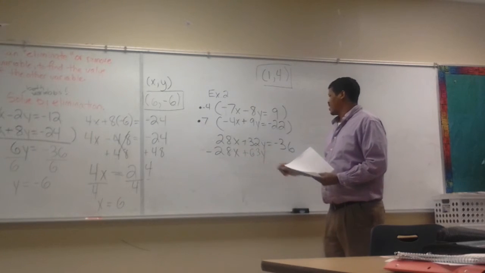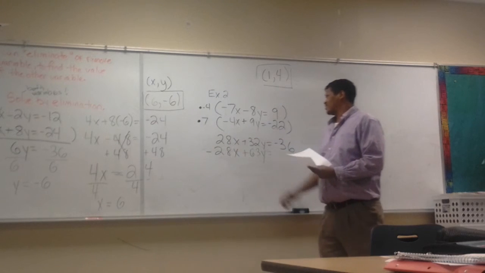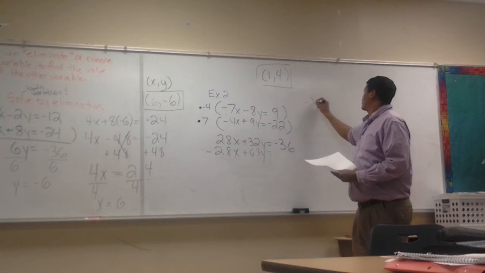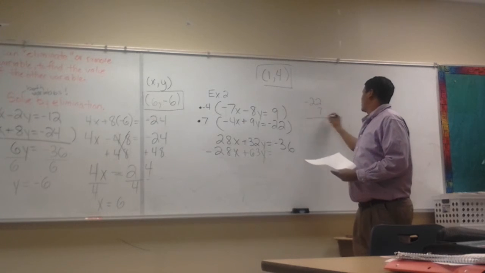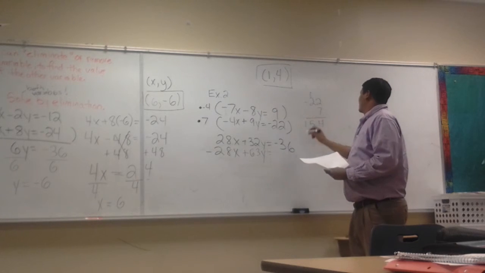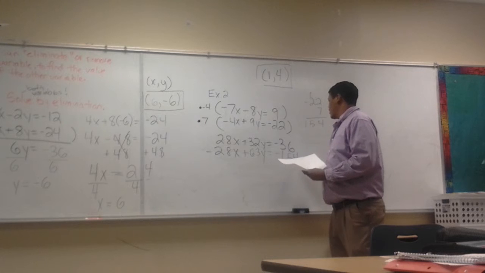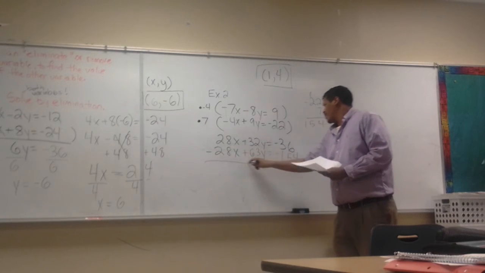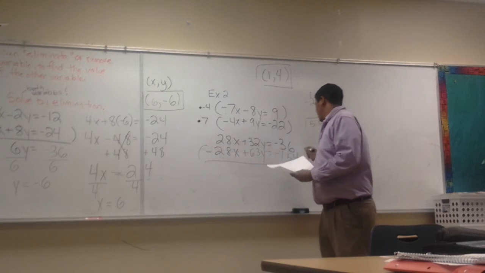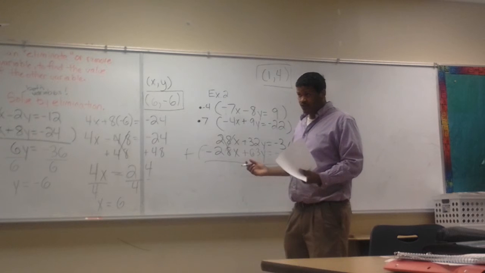You'd be surprised how many guesses you lose on that one right there. And what is 7 times negative 22? This is a mess. 154. Very nice. Negative 154. And now we can make this work. 28 plus negative 28 is nothing, right? Yes.